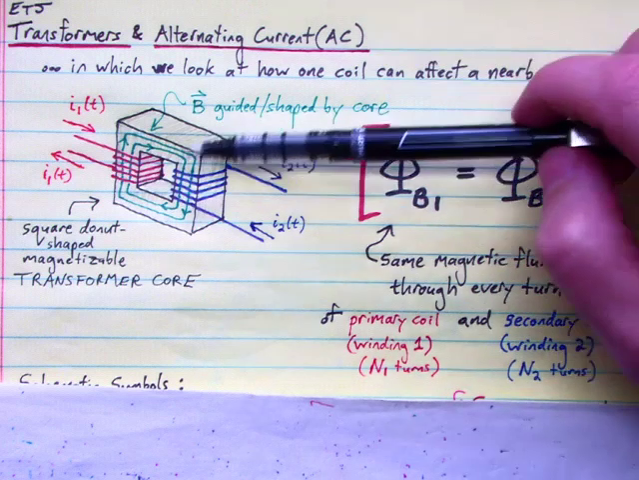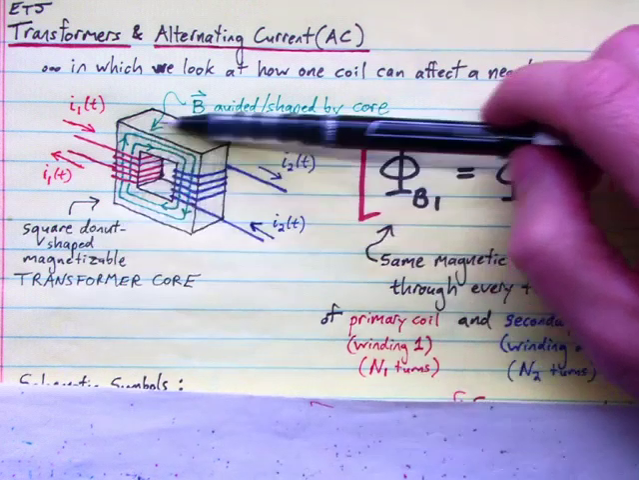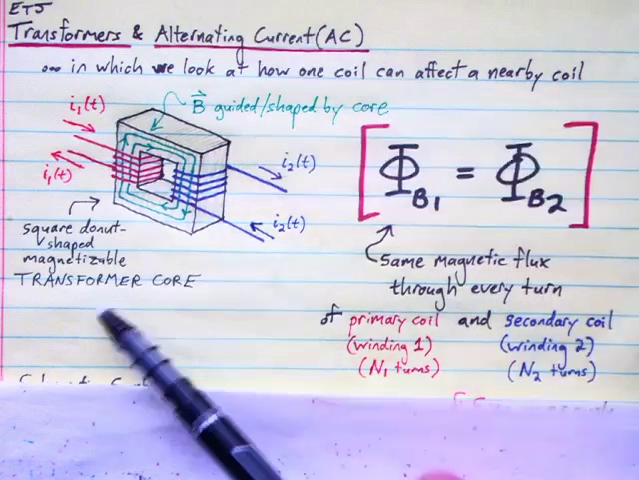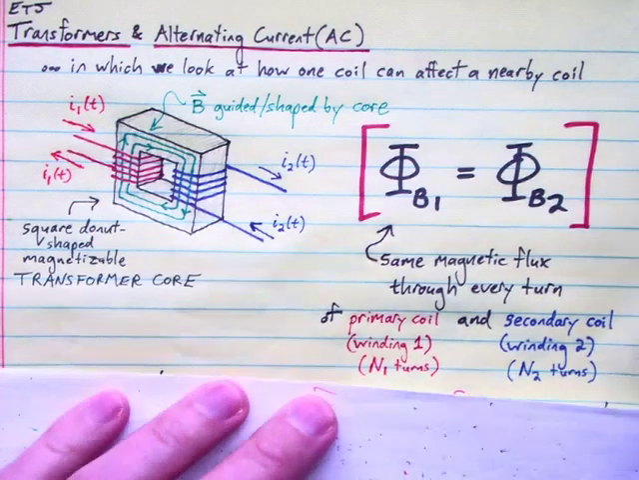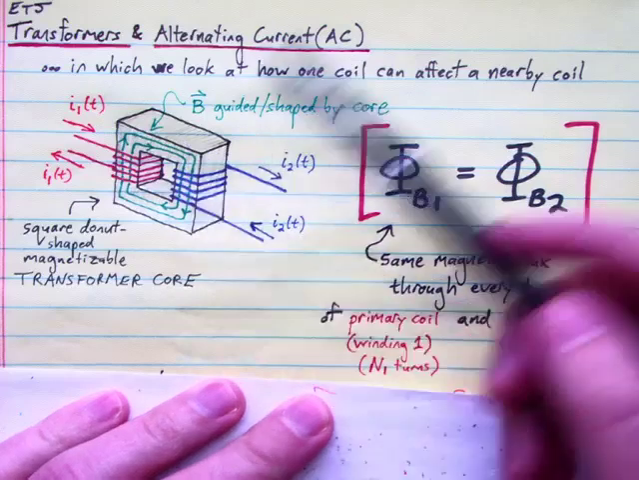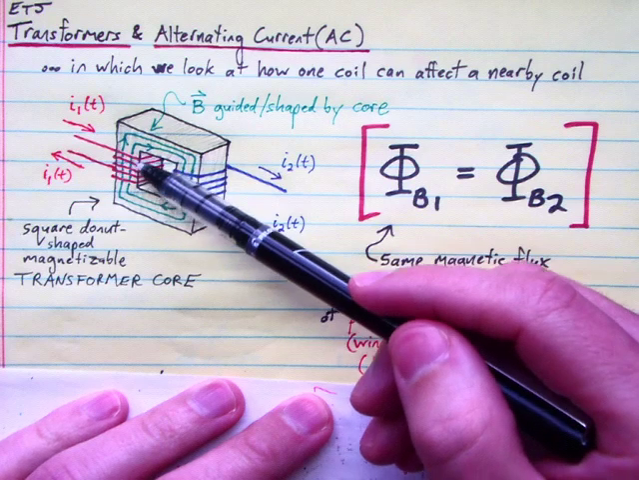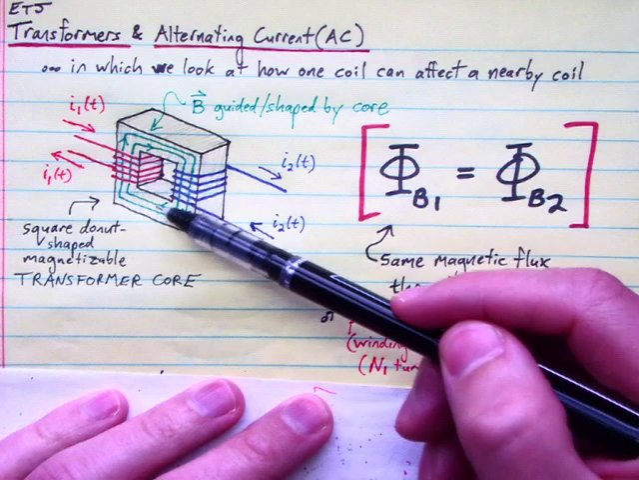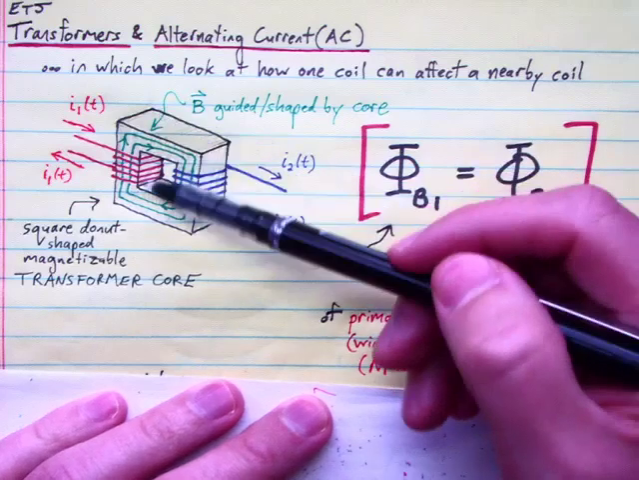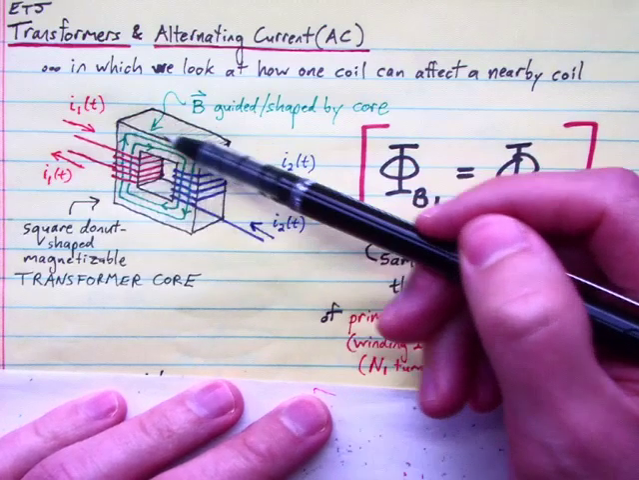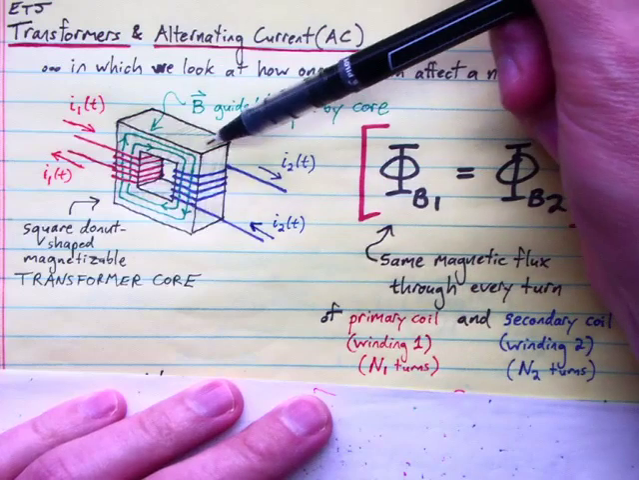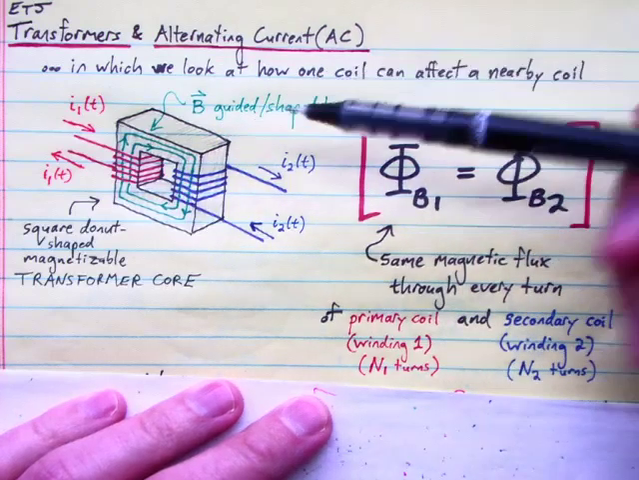And the steel, this square donut of steel, which is called the transformer core, its function will be to magnetize in the presence of that field. It will sort of guide and shape the magnetic field lines themselves. So in green, I've drawn two example B field lines that are embedded inside this piece of steel.